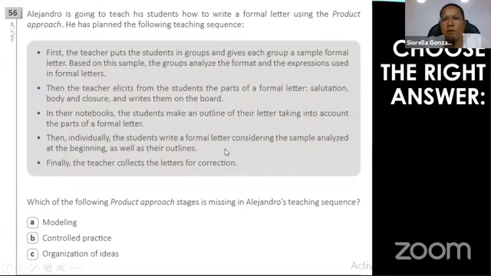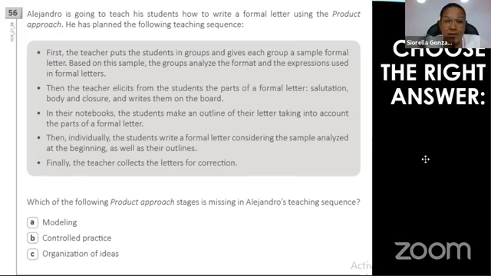And the second question, it's another task, and we have this. Alejandro is going to teach his students how to write a formal letter using the product approach. Remember that, the traditional one. He has planned the following teaching sequence. First, the teacher puts the students in groups and gives each group a sample formal letter. Based on this sample, the groups analyze the format and the expressions used in formal letters.